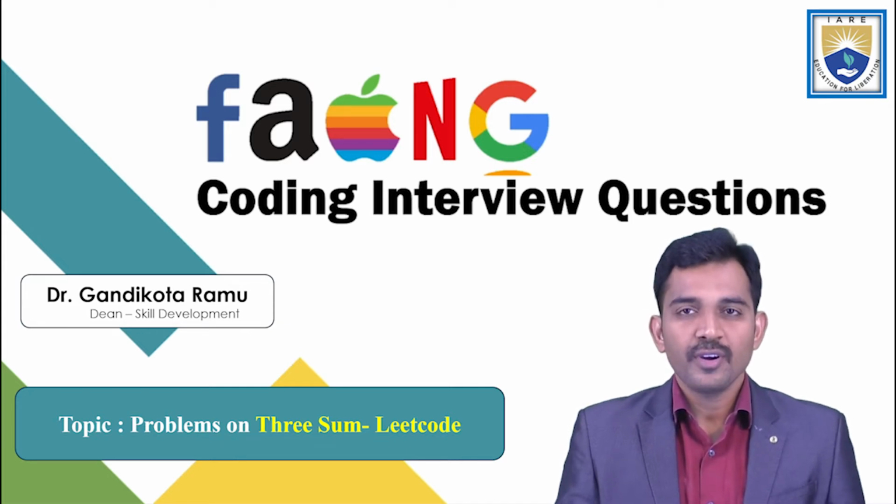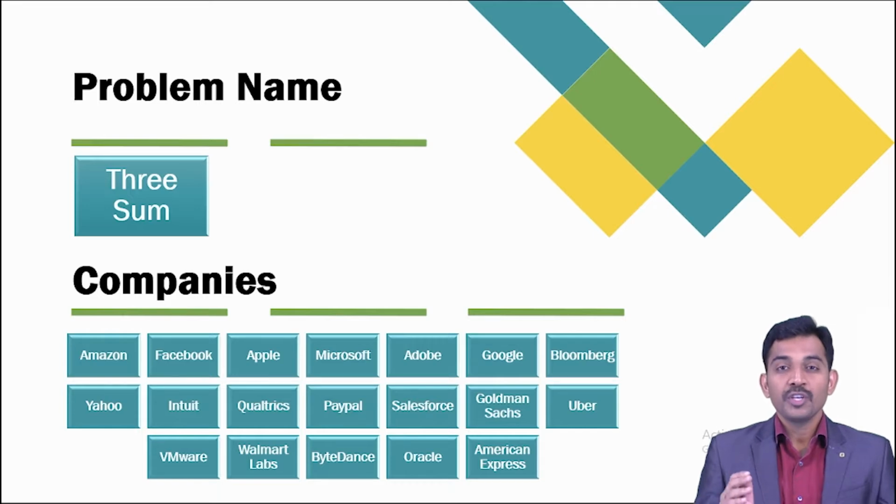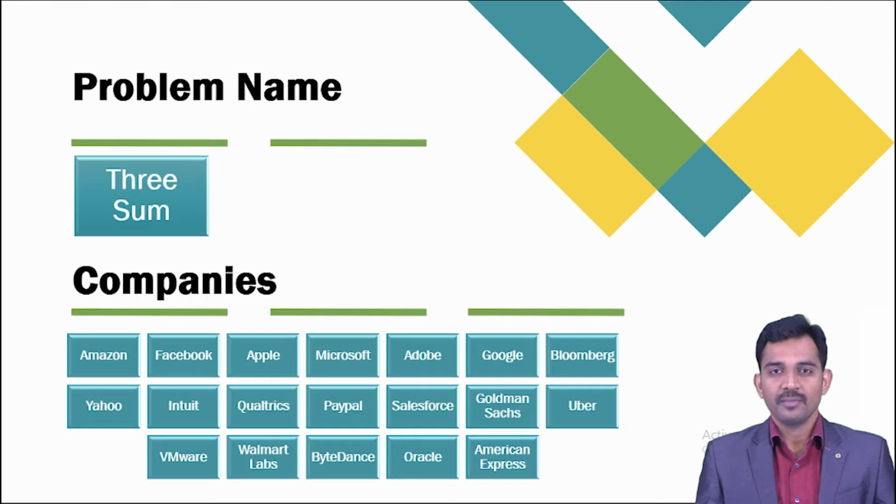In the series of FANG coding interview questions, today we are going to see a new problem. The problem name is 3Sum. We already had a discussion on the 2Sum problem, right? In the 2Sum problem, you need to identify two numbers that match the target value. Here, you need to identify three numbers that match the target.